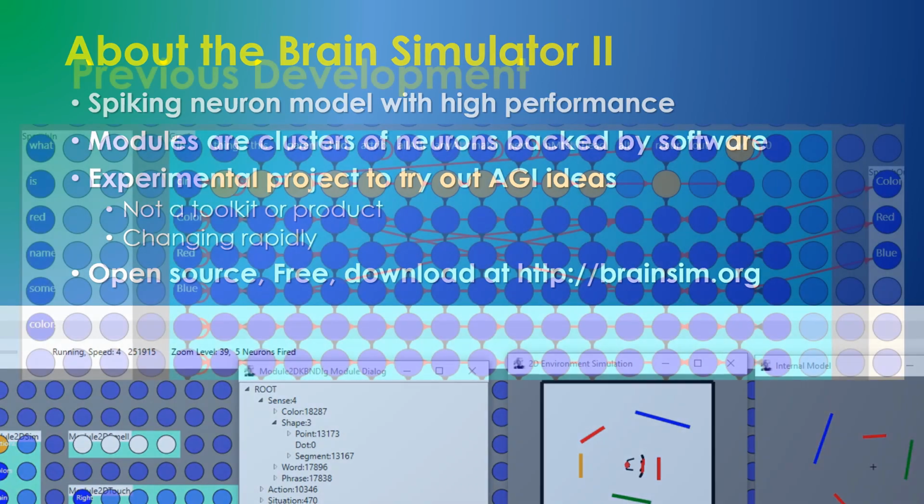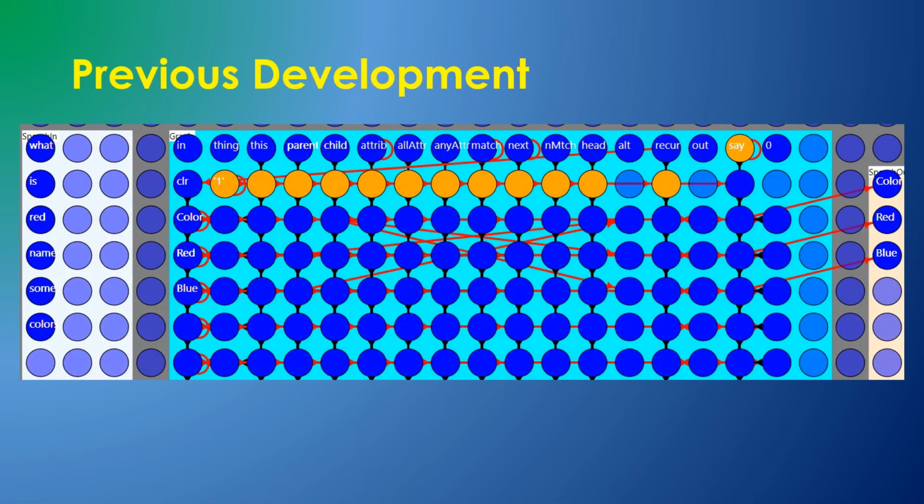In previous development, I created a general knowledge graph using the Brain Simulator spiking neuron model, which is described more fully in this video.